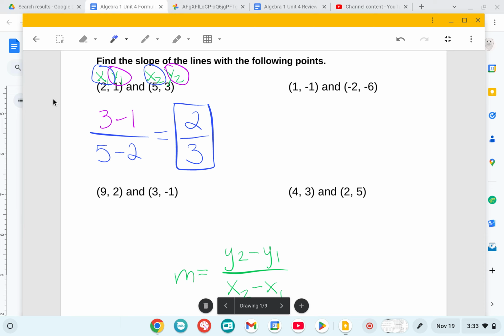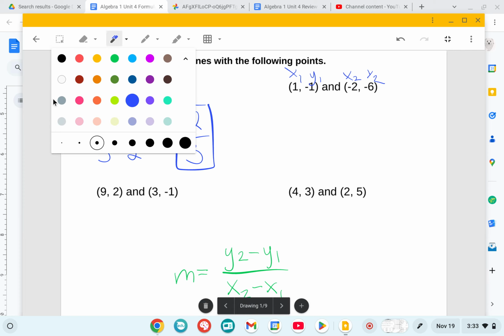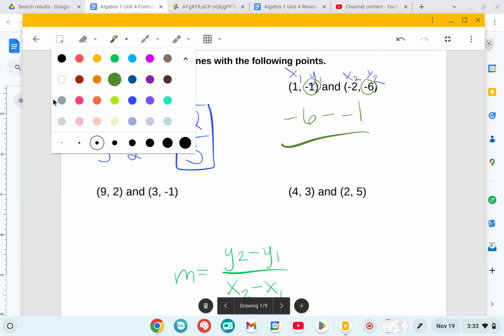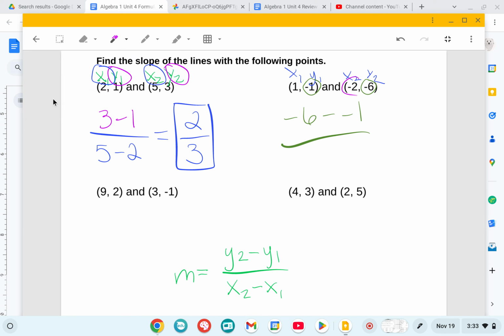So we have, again, x1, y1, x2, y2. Looking at these, I can see that I have my y's here and here. So I'm going to do -6 minus -1. You'll notice I wrote it all out because I want to be careful about my negatives. And then my next one is going to be -2 minus 1. So then we're just going to work that out.